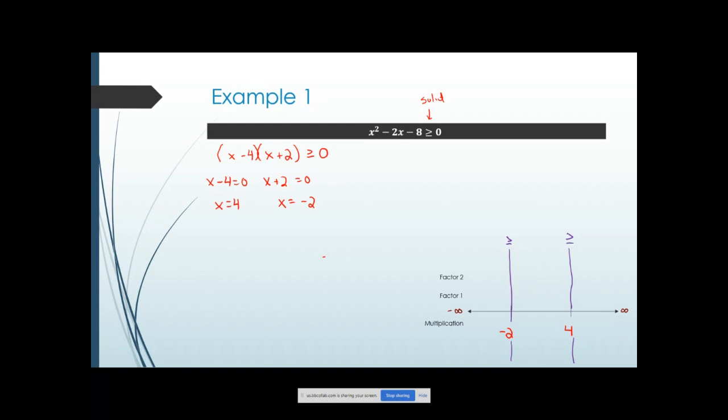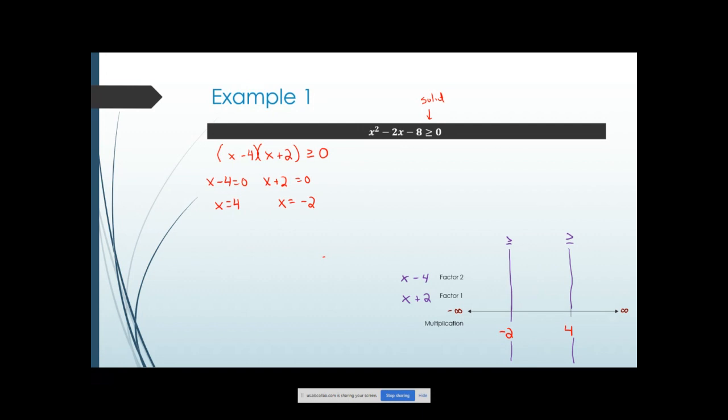Okay, now I'm going to look at the factors. So it doesn't matter which one is in what order, but I'm going to just write the first factor, which is x minus 4, and then the next one, which is x plus 2. And I'm just going to put them right next to where I have labeled the factors, and then underneath my number line I have multiplication. So here's how this works, and I'm going to change colors yet again.